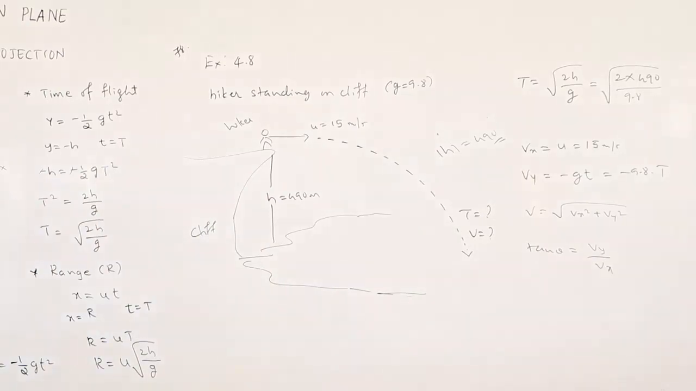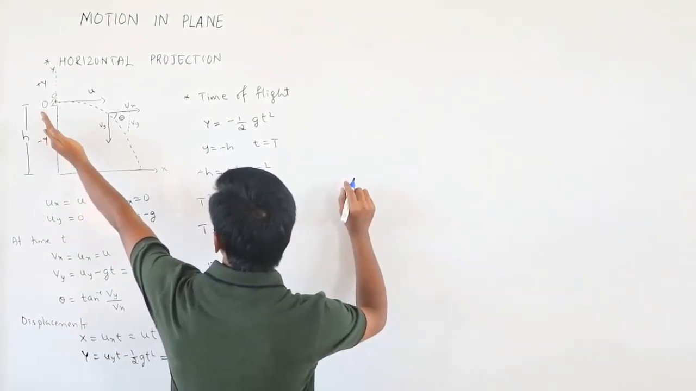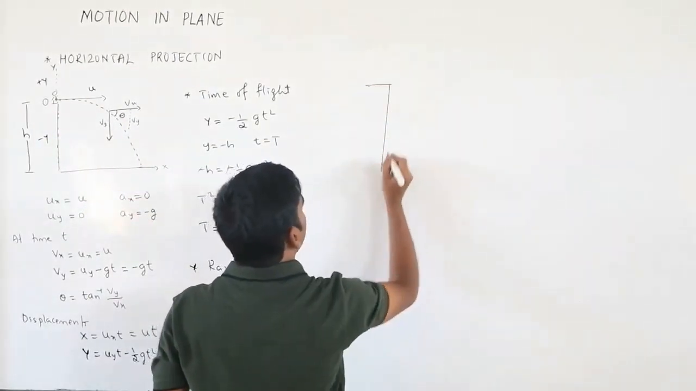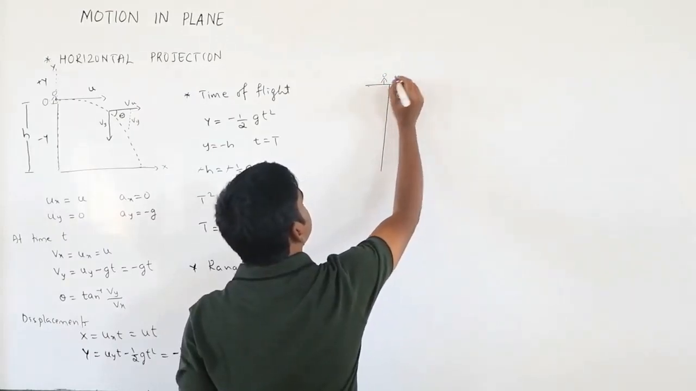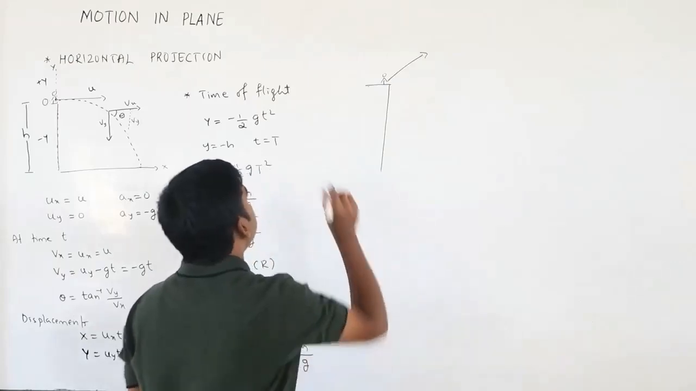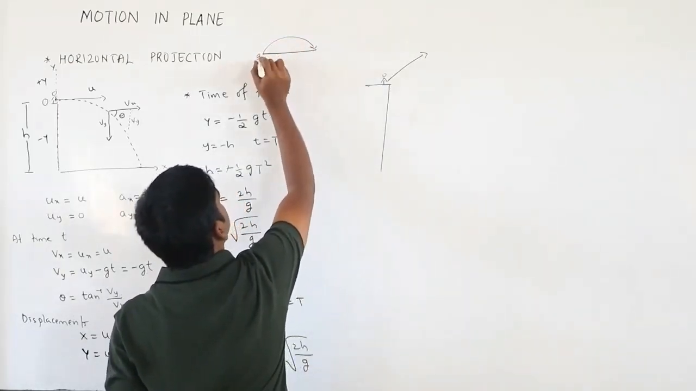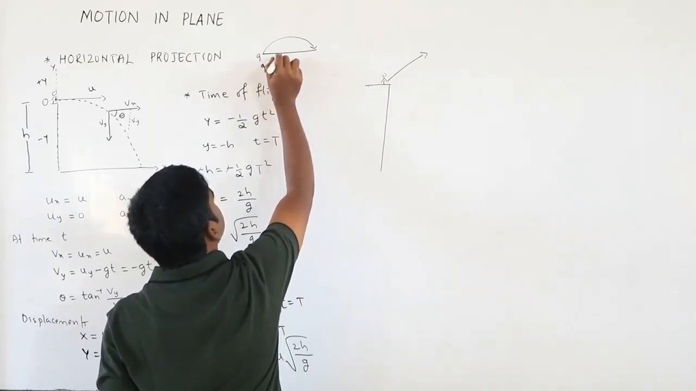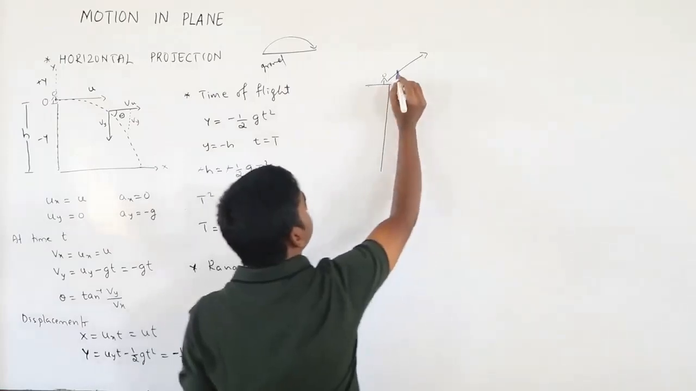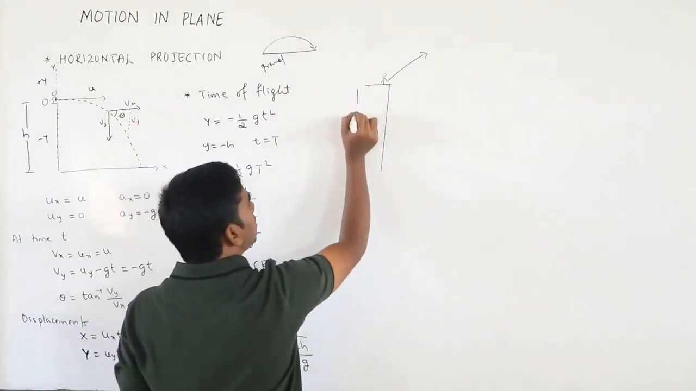Okay, so let me take this situation here. What I am doing, I am just projecting horizontally. You may ask me, what if I project something from here like this? We know the solutions for projecting like this from the ground. And this is from a height in the horizontal direction. Here it is projecting from some height. So this is going to be h.